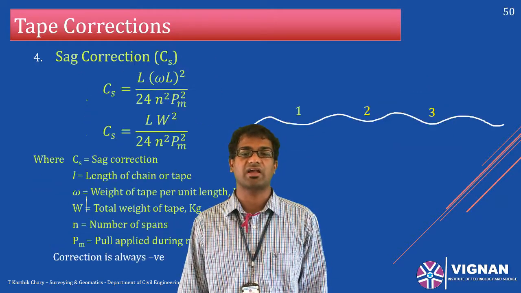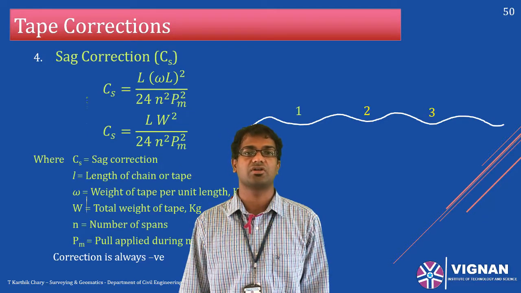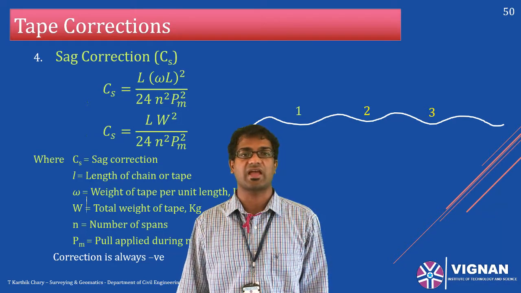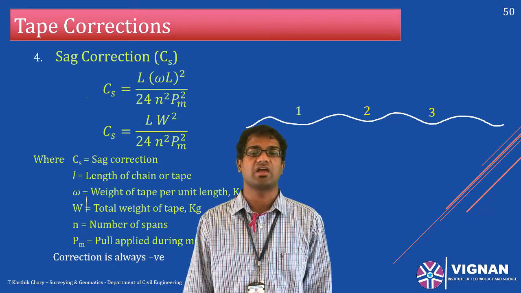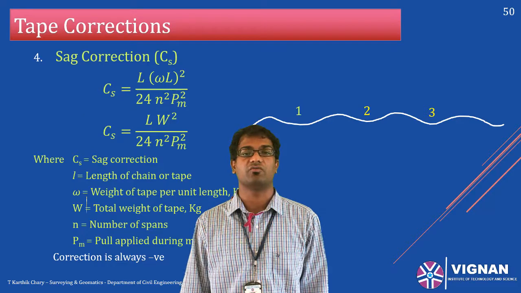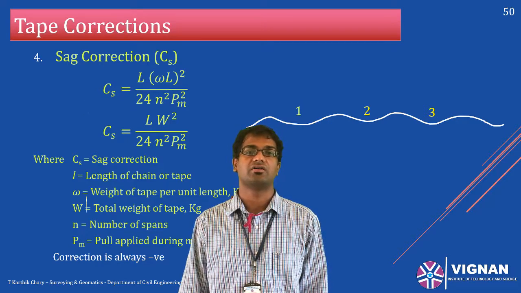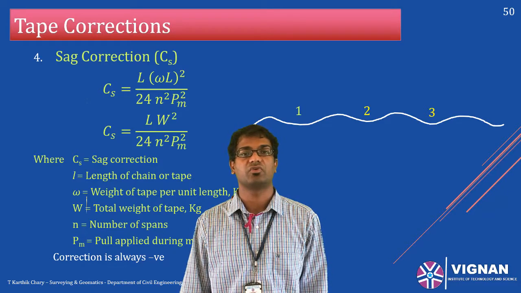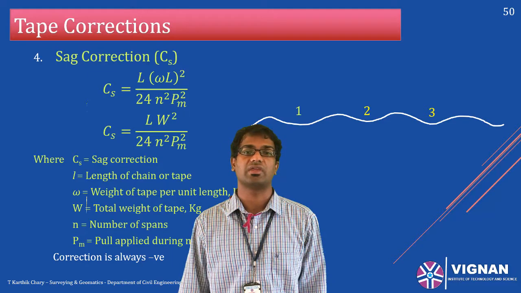We also have sag corrections. If the chain is not straight, then you have so many sags. If you know the number of sags and the weight of the tape, then sag correction Cs equals L W square by 24 N square Pm square.